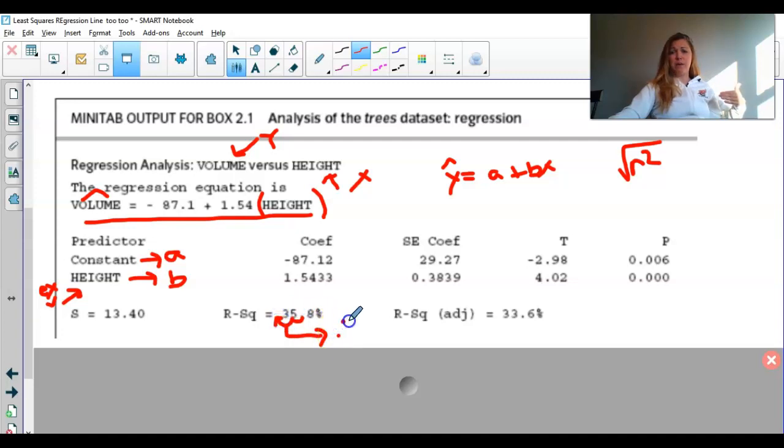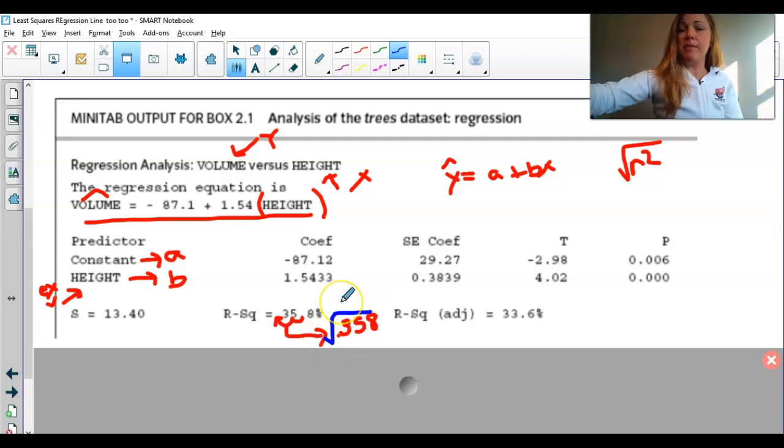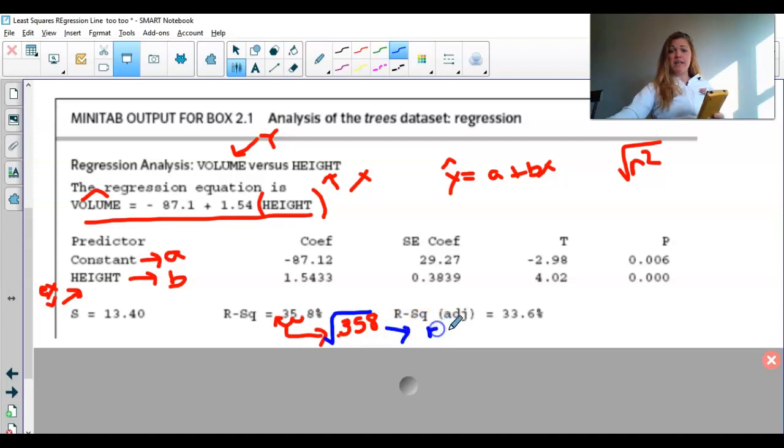That gives us 0.358, okay? Then I'm going to take my calculator out now and take the square root of that. And that gives me 0.59833. So R is equal to 0.59833.